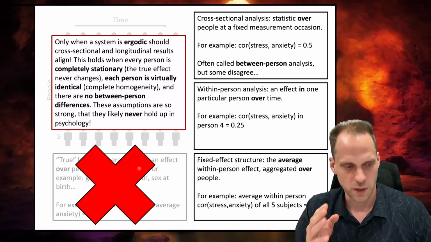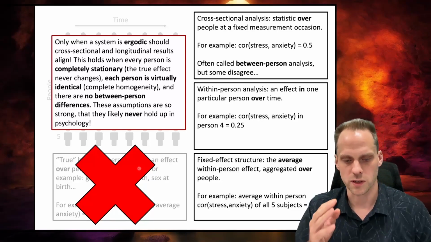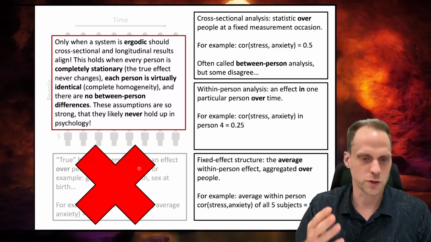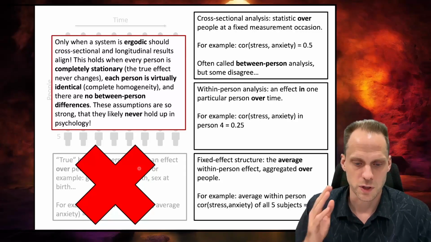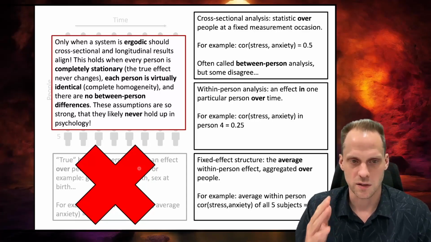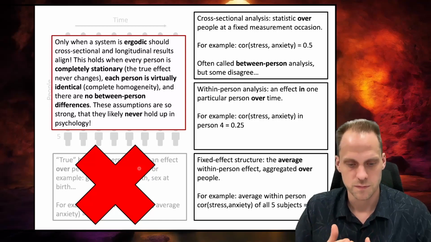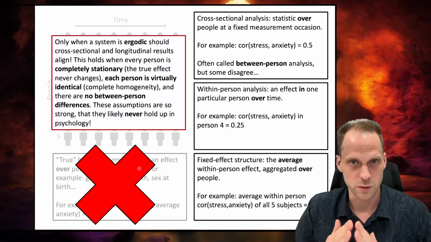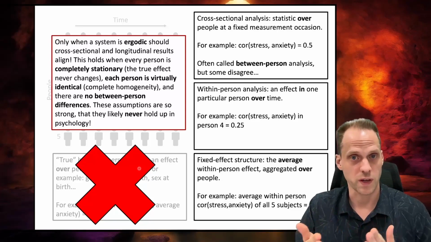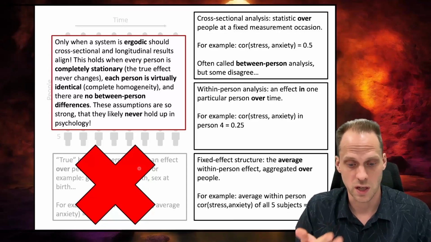But I think the main way out of this is not so much not to do cross-sectional analysis, but more to keep in mind that this is the case, that these effects are different and that you might find different effects on different levels. And it's also worthwhile to separate these within and between subject effects from each other because they can be very insightful.